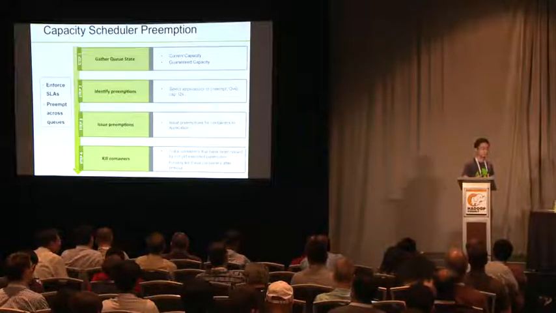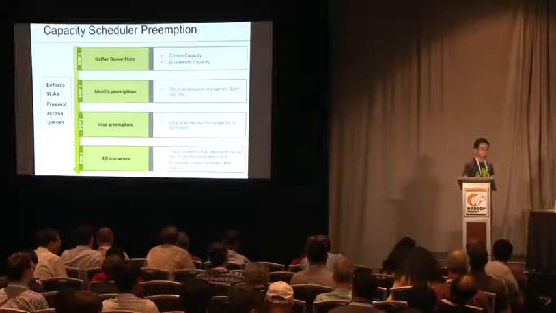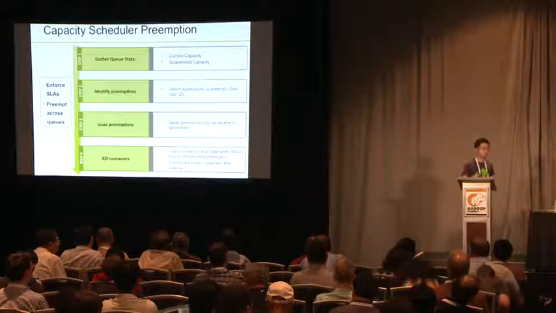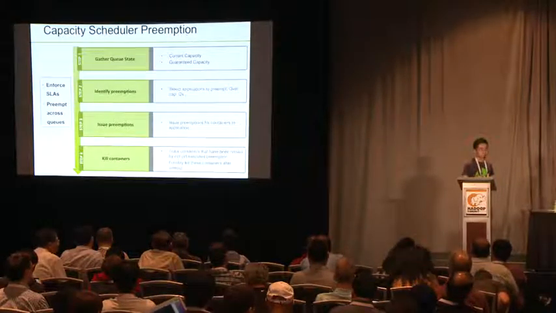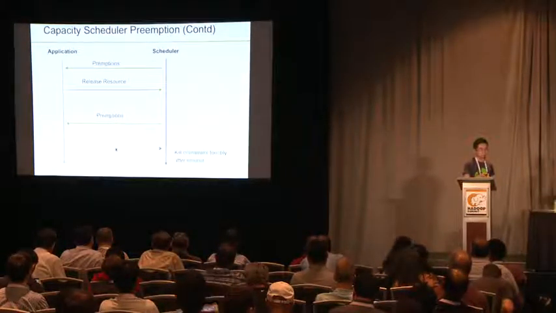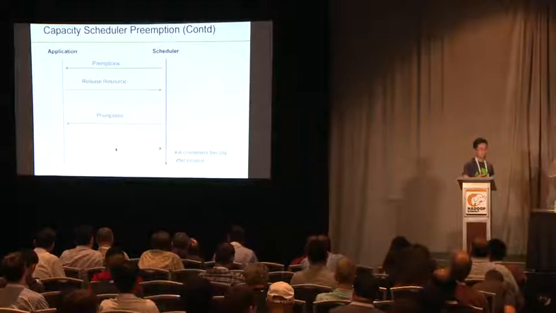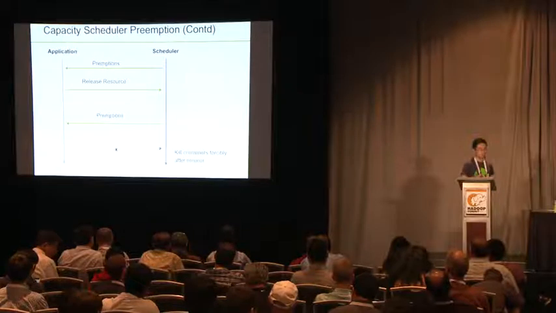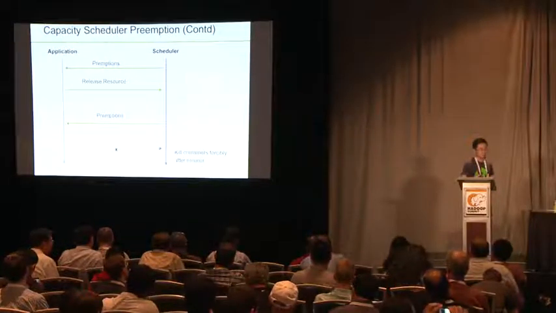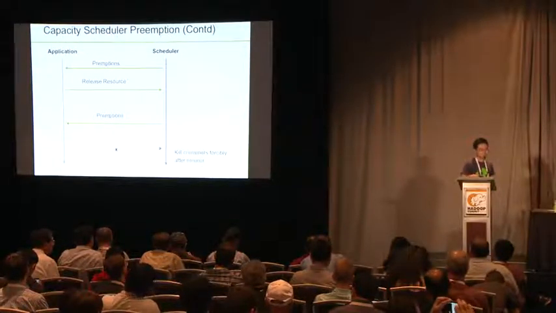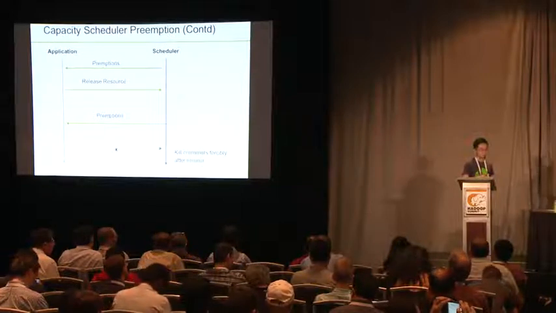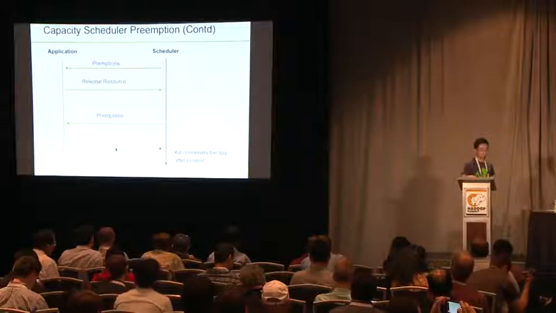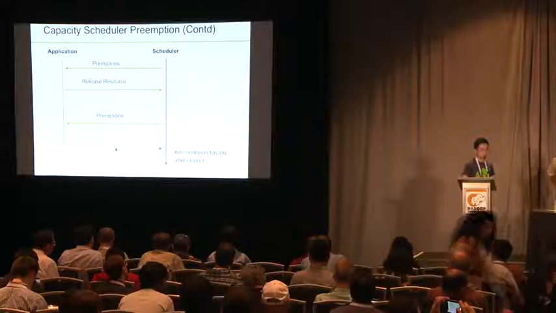It will wait for the application. So if the application doesn't respond in a fixed amount of time, it will just go ahead and kill the containers. So this is basically the flow: the scheduler first issues the preemption request, and the application responds back with the released resources. Then if the scheduler issues the preemption request again and the application doesn't respond, the scheduler will just kill those containers forcibly.